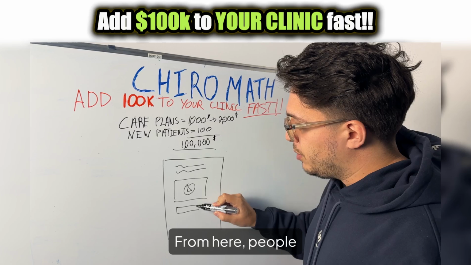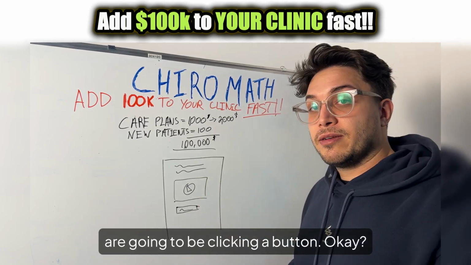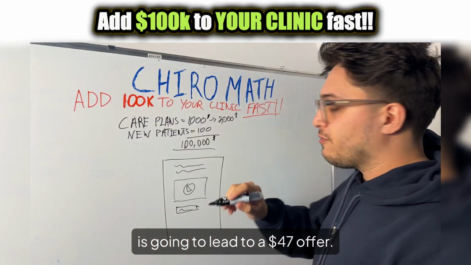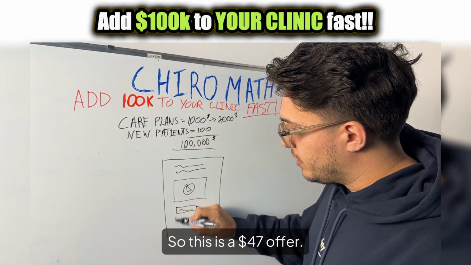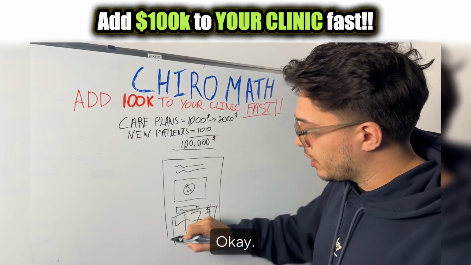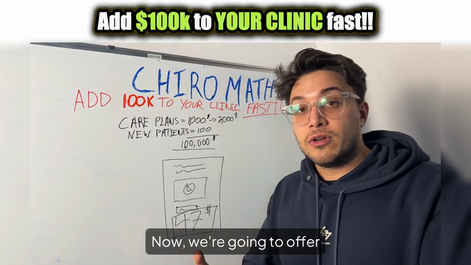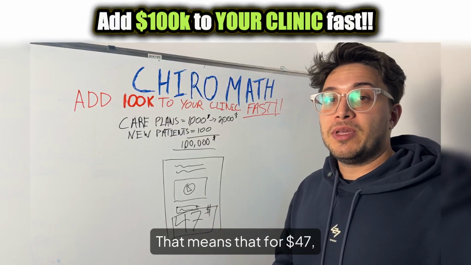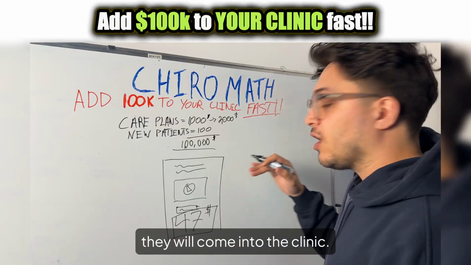From here, people are going to be clicking a button, okay? And this whole thing is going to lead to a $47 offer. So this is a $47 offer, okay? Now we're gonna offer to help these people for only $47. That means that for $47, they will come into the clinic.